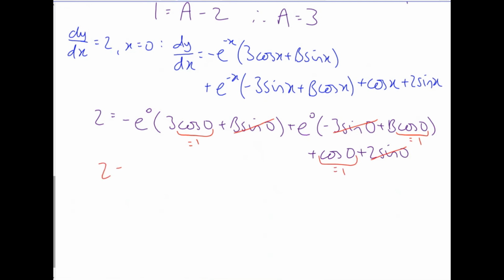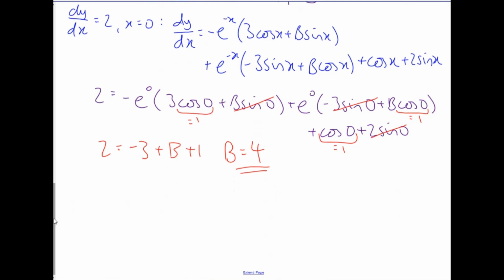So we have 2 on the left hand side. Minus 1 times 3 times 1 gives me minus 3 from that first bracket. 1 times b gives me plus b from the second bracket. And then I've got plus another 1 from that cos 0. So let's add the 3 across, minus the 1, you get b.